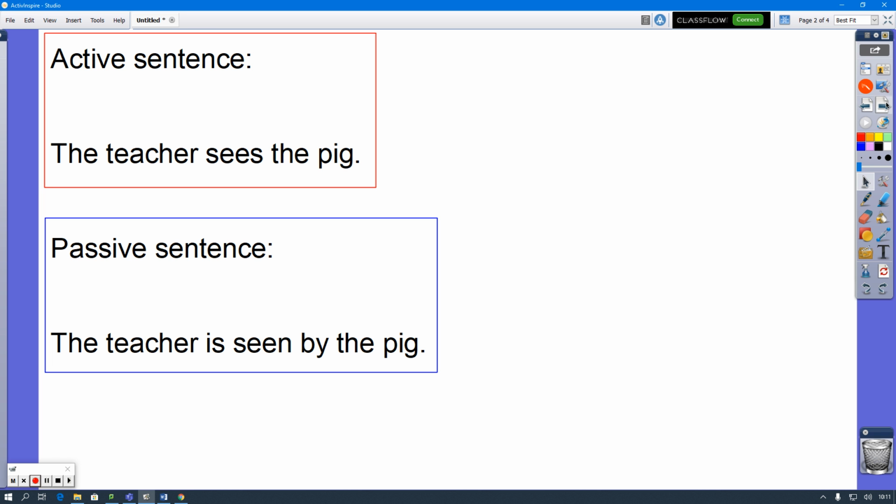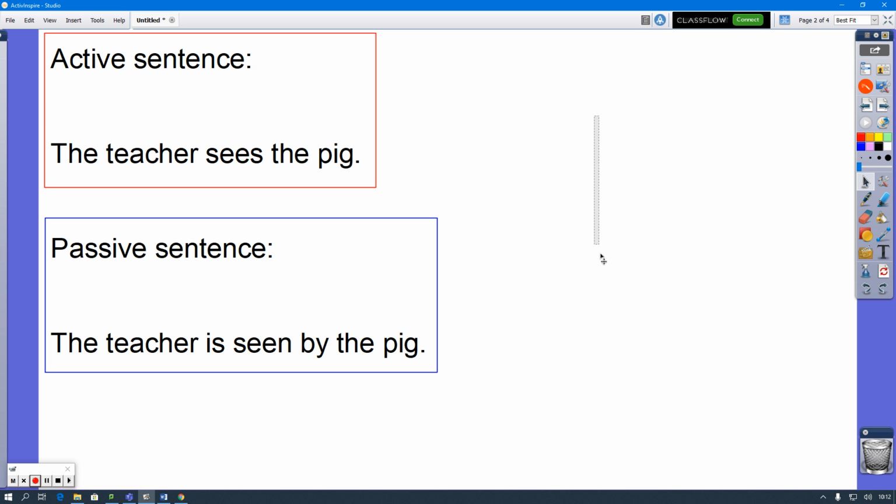In the passive sentence, that changes. The teacher is seen by the pig. The teacher is still the subject, he's first in the sentence, but this time something is happening to him. So rather than doing it himself, something is happening to him.